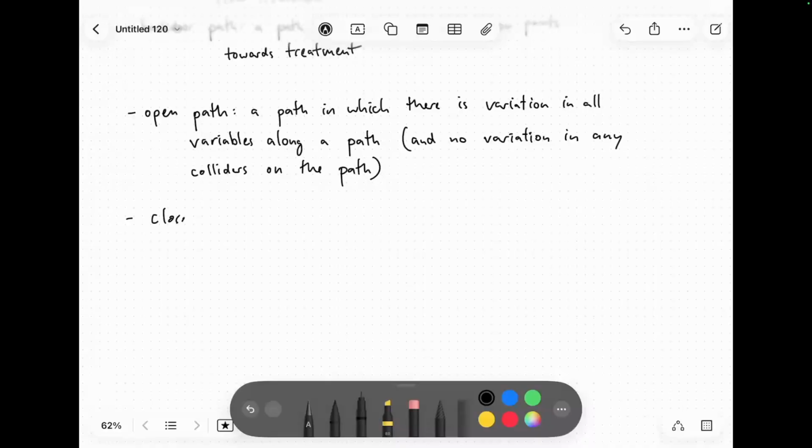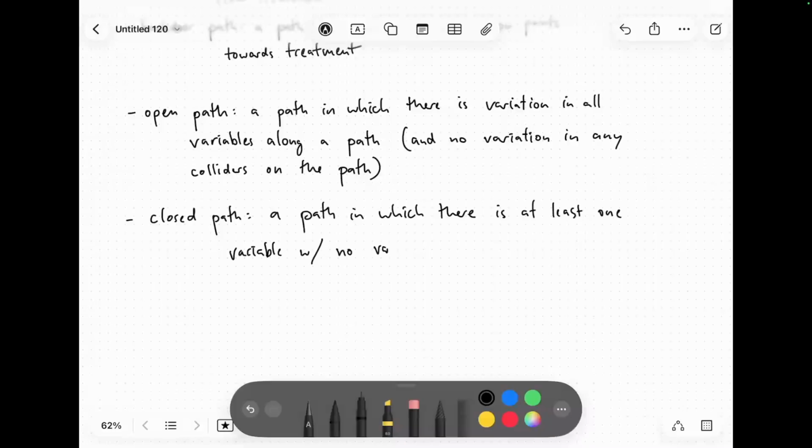A closed path is the opposite. A path in which there is at least one variable with no variation, or a collider with variation.